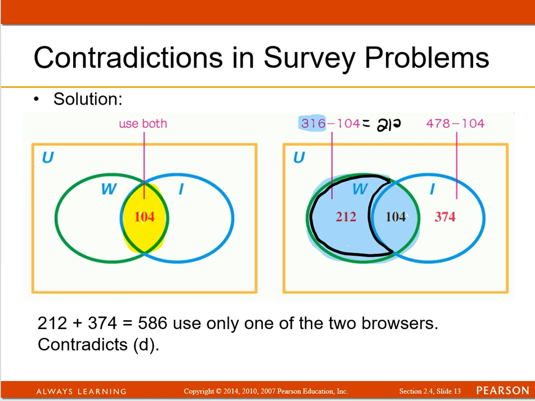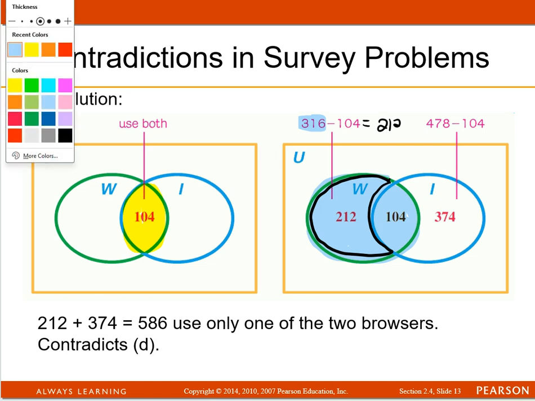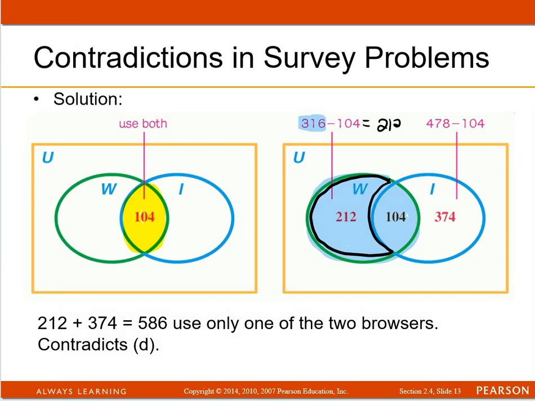And then they tell you that 478 use iBrowse, which is all of this. But once again, you've already got 104 in the middle. So you subtract the 104 from 478, and that gives you the 374 for this crescent moon shape.